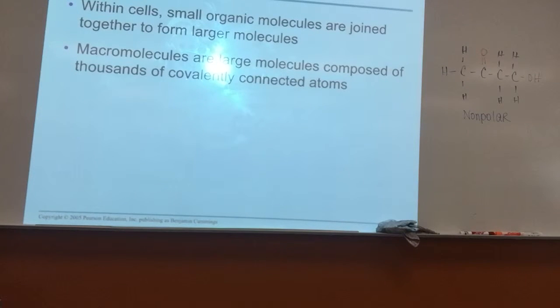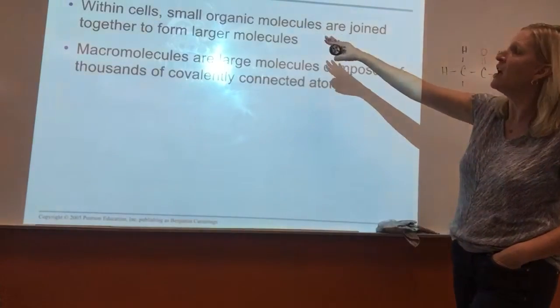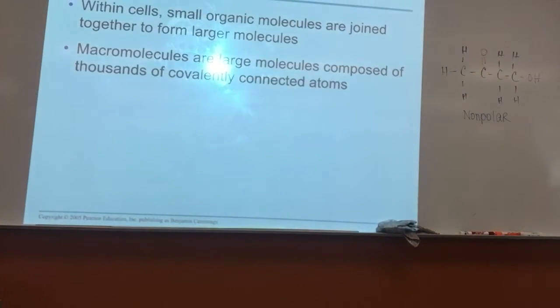So small organic molecules are joined together to form larger ones. And the macromolecules, we're going to look at 4 classes of macromolecules. We're going to look at carbohydrates, proteins, lipids, and nucleic acids.